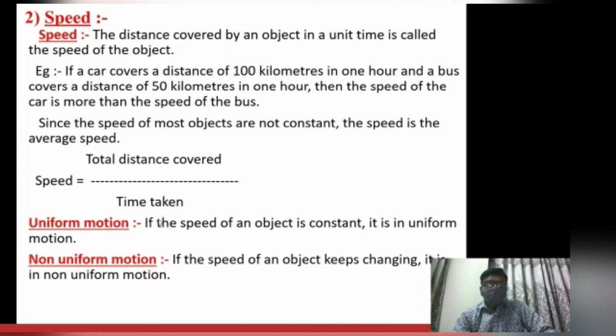Uniform motion, I told you, if the speed of an object is constant, it is in uniform motion. Non-uniform, if the speed of an object keeps changing, it is non-uniform motion.